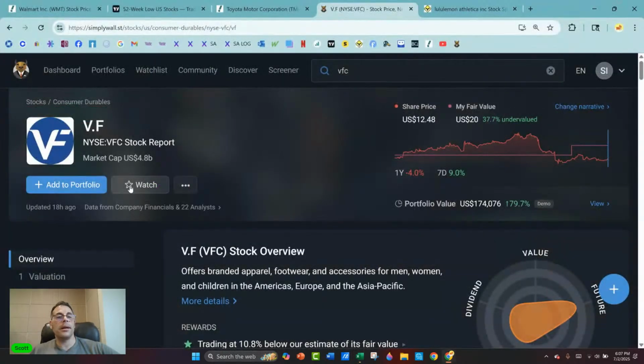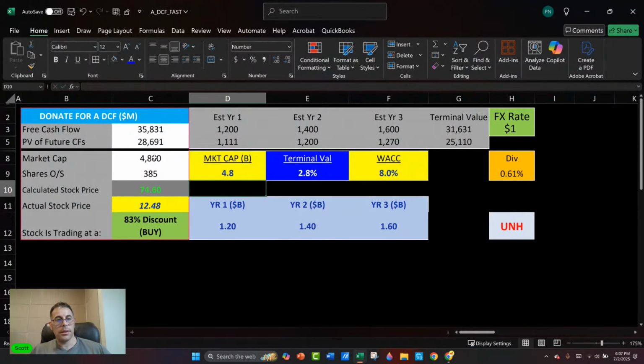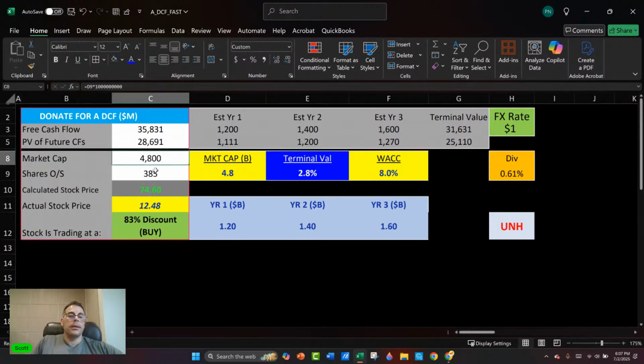So 1248, and the market cap is 4.8 billion. So this is how you figure out how many shares there are. You take the market cap divided by the stock price, 385 million shares outstanding. I just have to put 4.8 because it's formatted, and this 4,800 because all the numbers are millions, except stock price. But everything else is in millions.